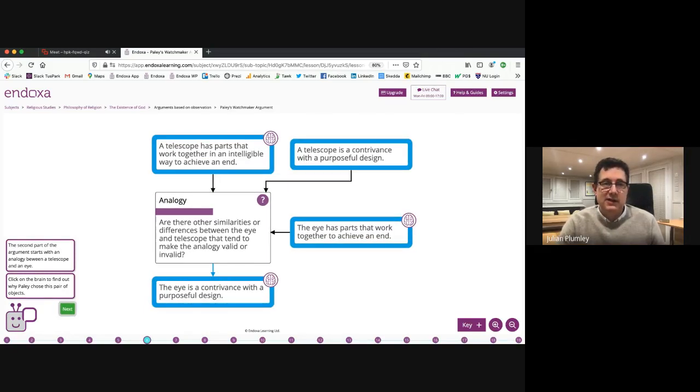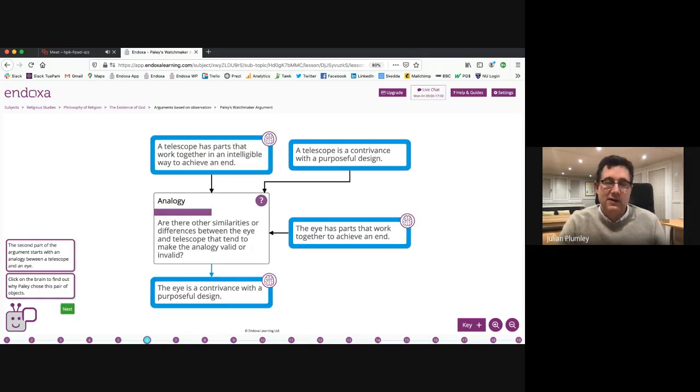Some background here: older arguments from design had done things like saying, well, the universe is like a watch. Let's say the solar system is like a watch. The planets go around the sun in a very regular way, like the hands on a watch. The watch was designed by someone, so therefore the universe was. Those are the arguments that Hume picked to bits.